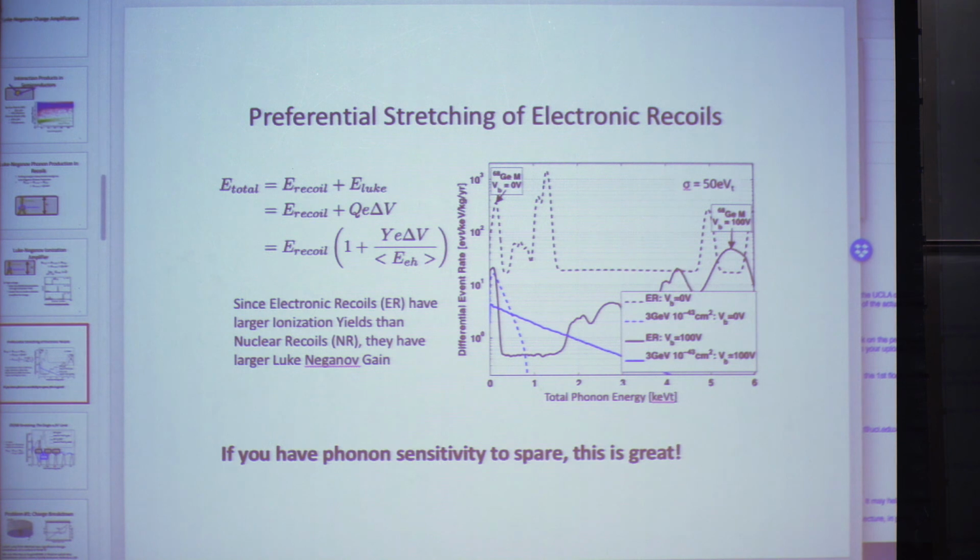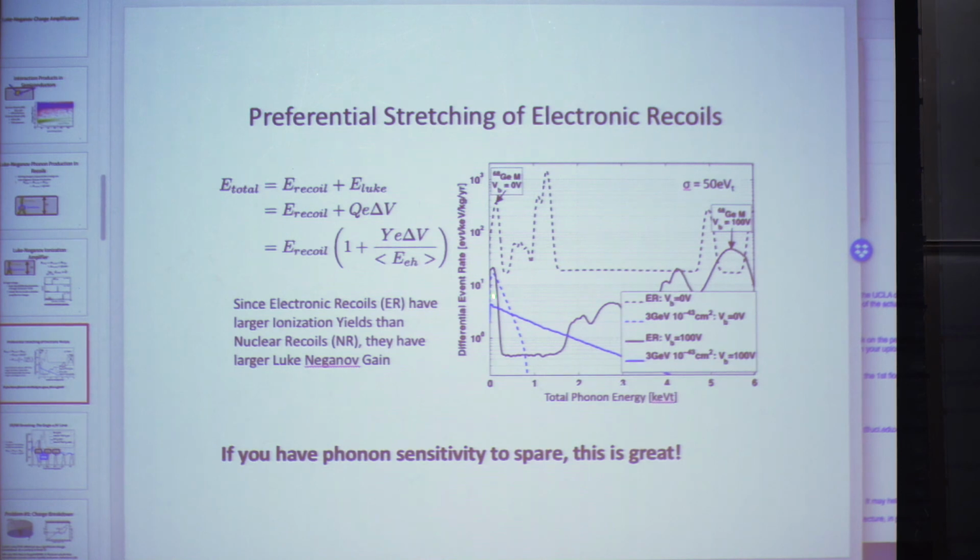Because in germanium you need a factor of 40 electron recoil, nuclear recoil discrimination. So let's see how Luke-Neganov gain helps to give us that factor. Here in dotted, I have some distributions. Say I have a dark matter candidate with a cross-section of 10 to the minus 43 centimeters squared, at 3 GeV. Here's our 3 GeV dark matter candidate, and this is the signal I would get in an event rate of events per keV per kilogram year.